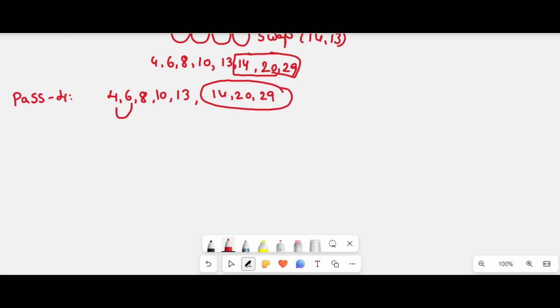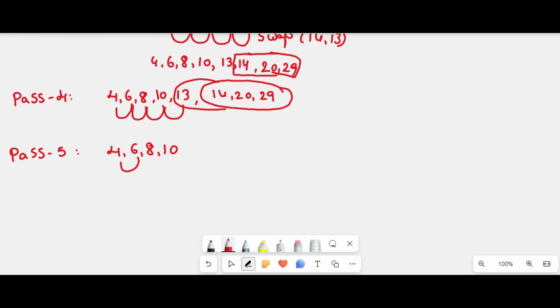Now again compare these two, in proper order. Compare these two, in proper order. Compare these two, in proper order. Compare these two, in proper order. See, 13 is placed in the correct position. So next pass 5. Consider only 4, 6, 8, 10.